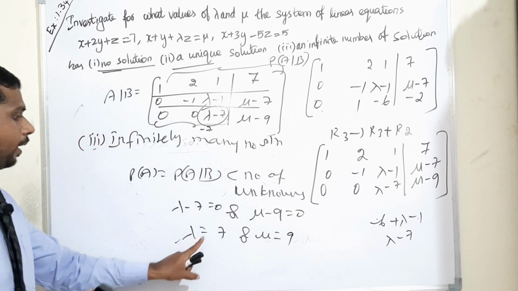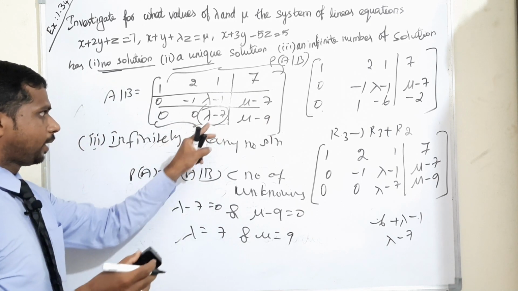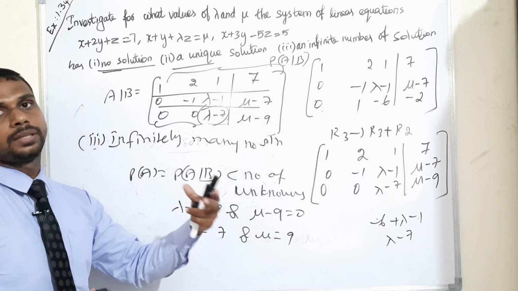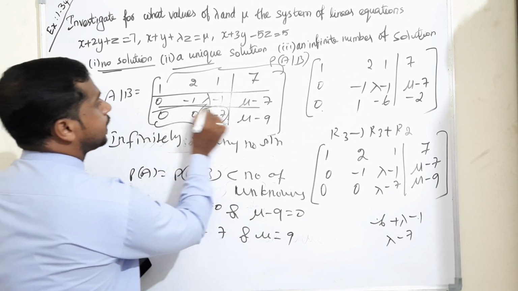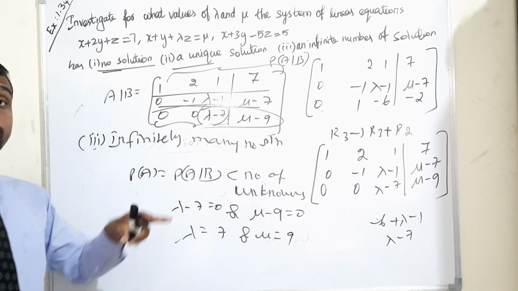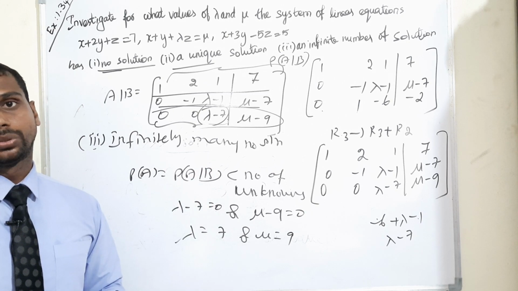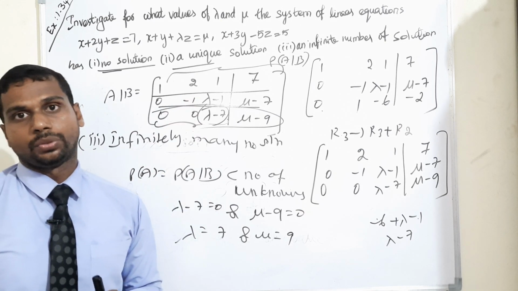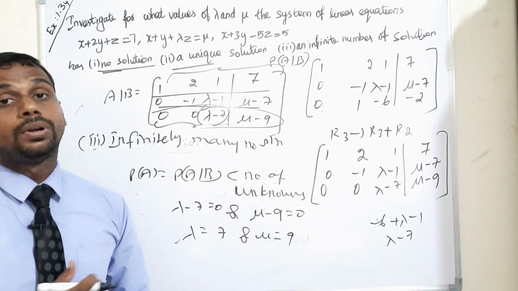See, if you apply lambda is equal to 7, then 7 minus 7 is 0, isn't it? Next term also, mu is equal to 9, so 9 minus 9 is also 0. If you apply both terms as 7 and 9, we can say the third row is completely a 0 row. If the third row is completely 0 row, it is a one parameter family solution. One parameter family solution means infinitely many number of solutions. Okay, I hope you understand everything. One of the important 5 mark questions.